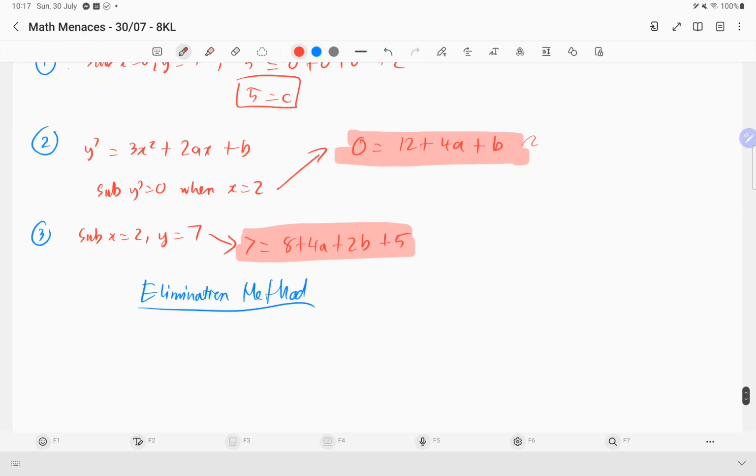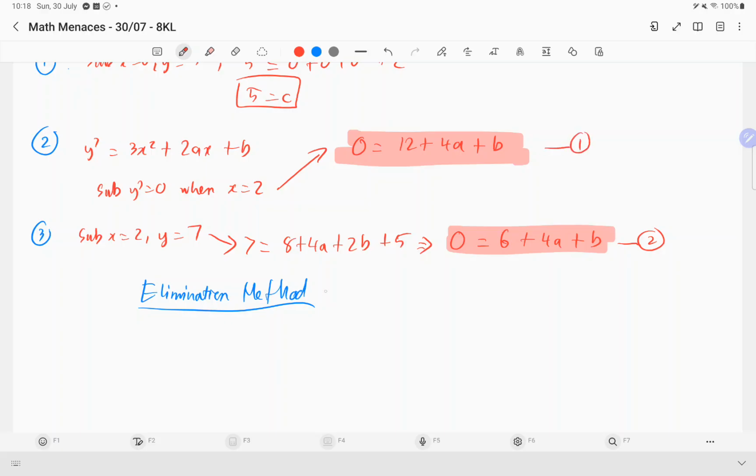So first, for equation 1, I will leave it as it is, but for this equation, I'll move all the numbers to the right hand side. It doesn't really matter. Sorry, right hand side, that will be 0 equals to 6 plus 4a plus b. Right, so I'll actually use this equation instead. Okay, 0 equals to 6 plus 4a plus b. I'll call that equation 2, and I'll call this one equation 1.